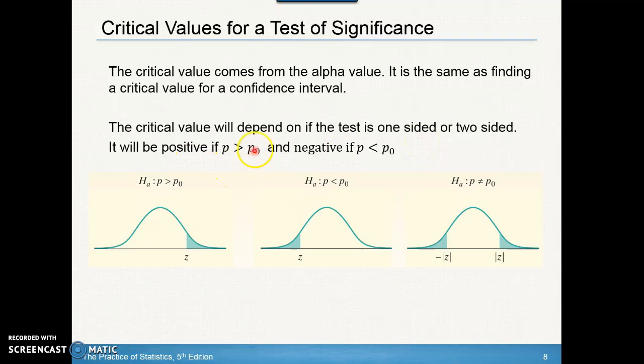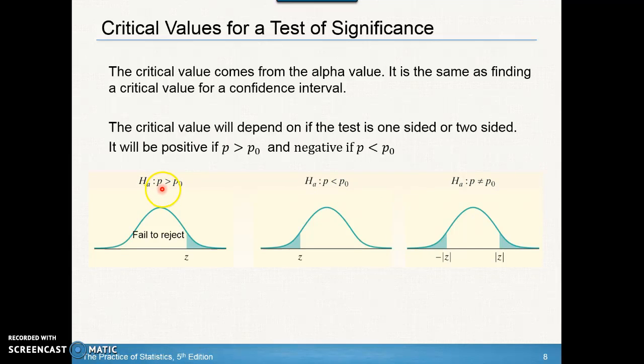It will be positive if we're checking to see if our alternative is greater than the population value, and negative if we're checking to see if the test is less than the population value. So this p0, that's basically like your null. Okay, that's actually, it would always have a value in there.